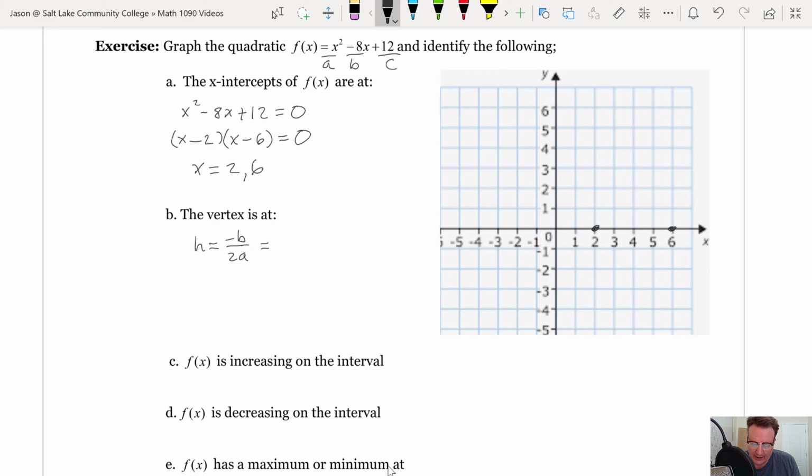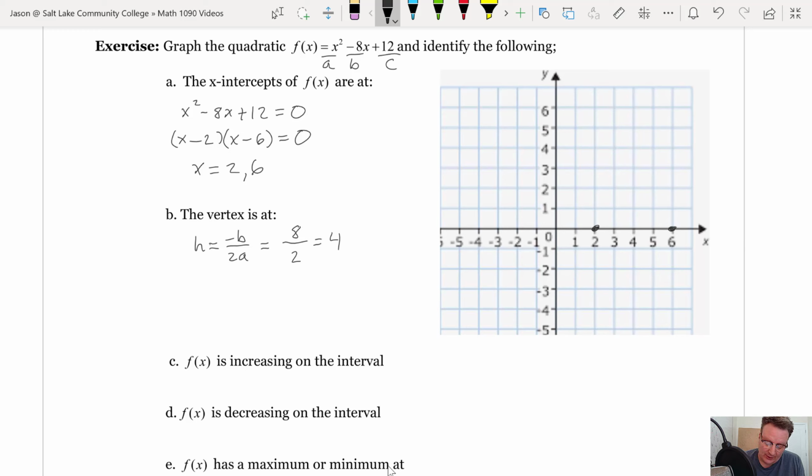Okay, so let's see. b is negative 8, so negative b is positive 8. And 2a, a is 1. There's an implied coefficient of 1 there, so 2 times 1 would be 2, so this is at 4. Okay, and how do we get k?